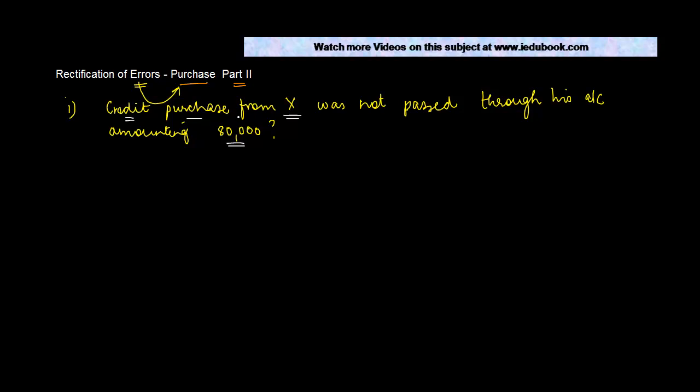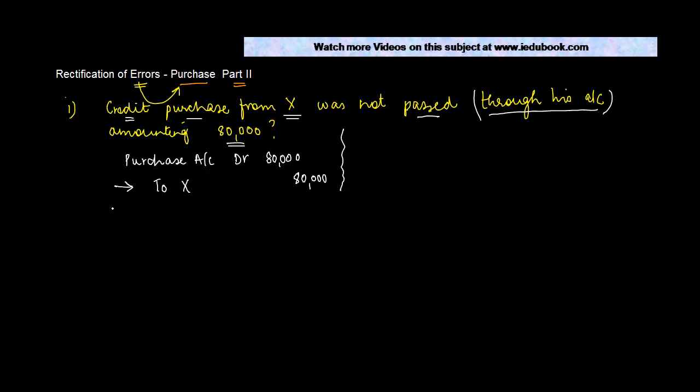Now when you make a credit purchase, what entry do you pass? Normally, as we had discussed in part 1 of this video, you will debit the purchase account and you will credit the creditor, in this case X. So this is basically the correct entry. But what have we done? Credit purchase from X was not passed through his account. What the detail says is that this credit was not passed through his account. So this is what has not happened. There is nowhere mentioned that the purchase account was not debited properly.